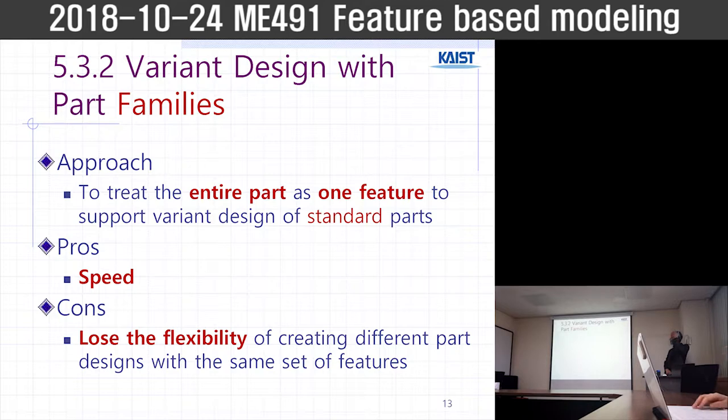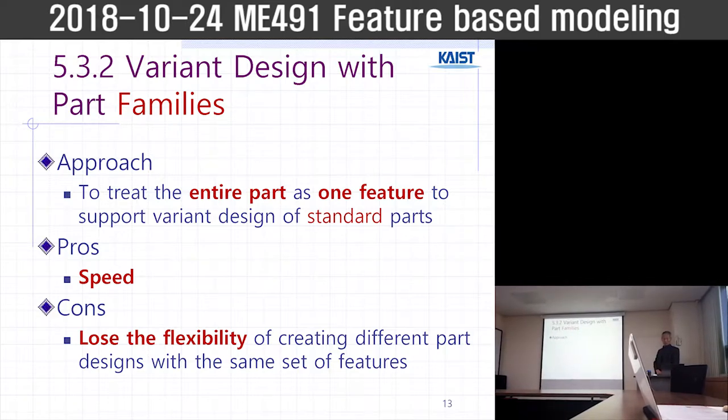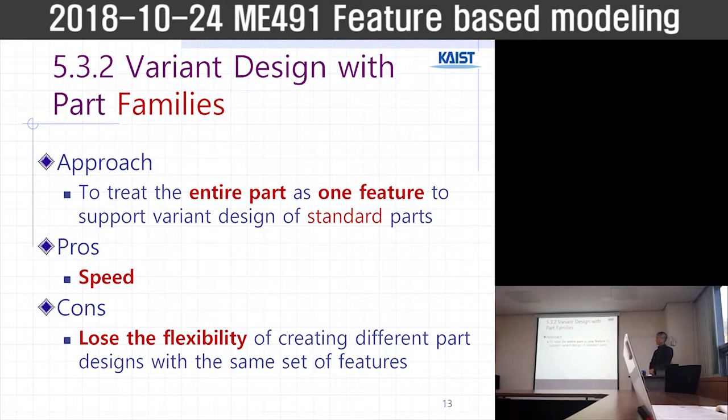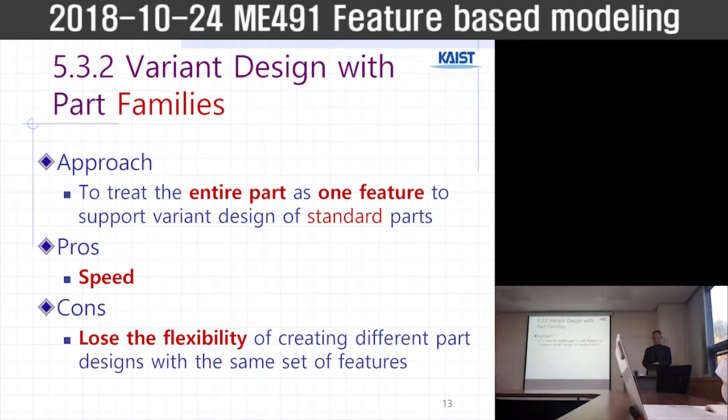And then the other way is variational design or parametric design with part families. So that approach can be the entire part, say bolt, entire part. Bolt is made of many general features, but you can say bolt is one part or one feature here. Very high-level customized feature. So it's a feature of features, right? You can say a customized feature to support variant design of standard parts. So you can make variational models of bolts easily, quickly, and many. There's the idea of customized, composite, combinational, combinatorial features.